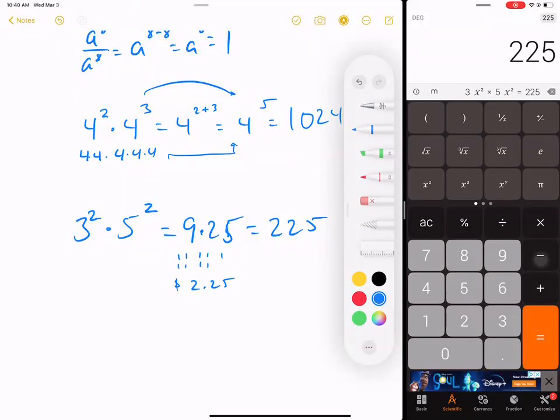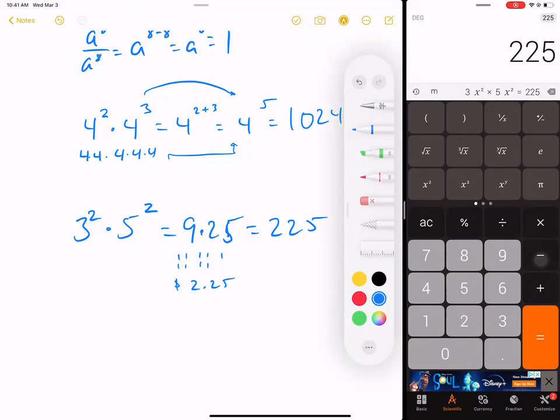Now, just FYI, there is a square button here to make life a lot easier for everyone. And there's a cube button because these are the most popular buttons that we use. But of course, if we don't have square or cube, you can use the X to the Y button for anything bigger than a cube. Again, take a look at your calculator if you do have these buttons.